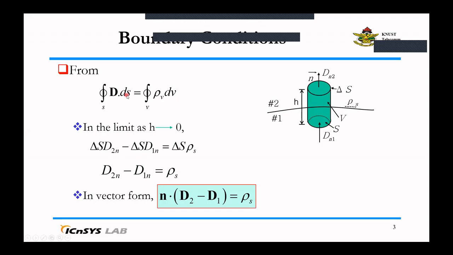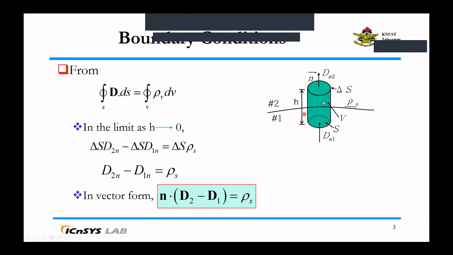So in the limit as h approaches 0, integral D dS means the flux density multiplied by the surface area. For the surface area, we have delta S for the flux density in medium 2, which is D2n, that is normal to the surface. So we have delta S times D2n, and this one, which is below it, minus delta S times D1n, which is in the first medium. Now this must be equal to delta S times rho S.